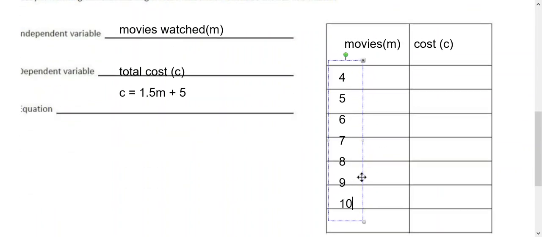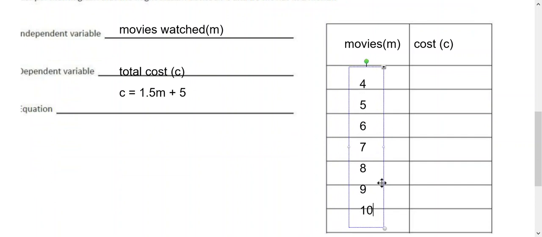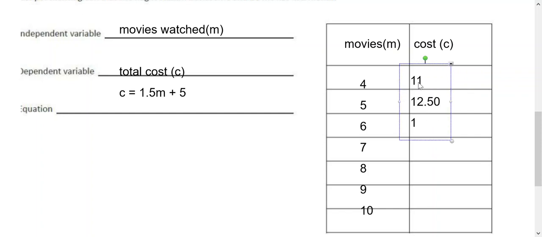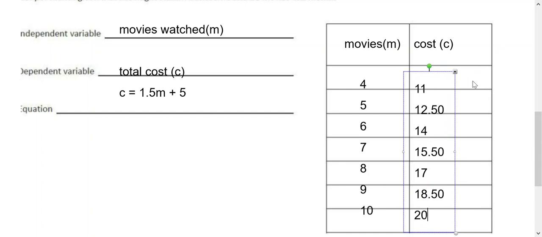Again, you can choose different numbers. I'm just choosing those on my own. You can choose whichever ones you want. So it'd be 11, 12.50, 14, 15.50. And there we go. Okay, and that's it. And that's all you have to do, okay? Okay, so we'll go on.